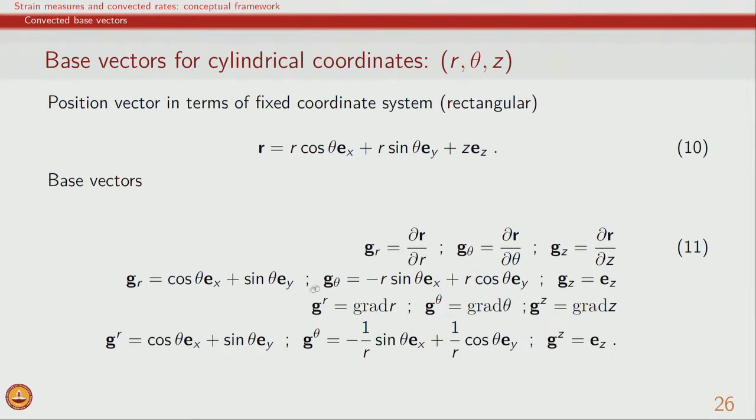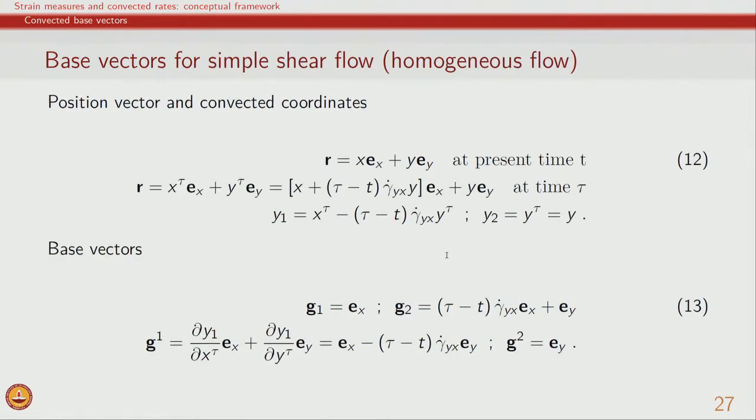What we have already also defined in the last lecture is that in general g i will only be perpendicular to g j, where j is not equal to i, and these three will not necessarily be orthogonal to each other. So, now let us look at the same idea of base vectors for the case of simple shear flow.